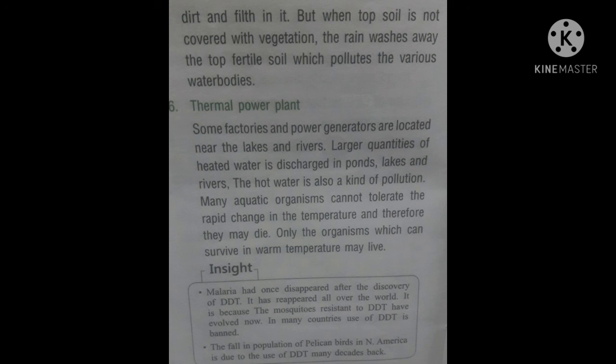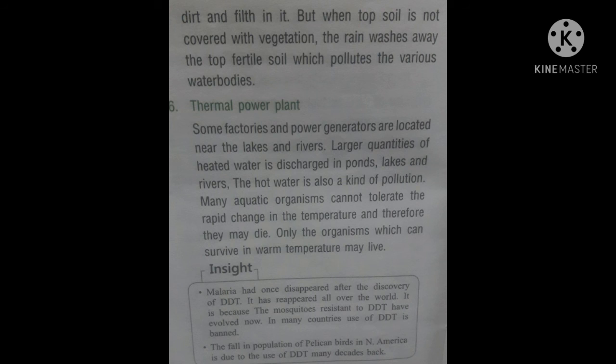Now, the sixth point is thermal power plant. Some factories and power generators are located near the lakes and rivers. Larger quantities of heated water is discharged in ponds, lakes, and rivers. The hot water is also a kind of pollution. Many aquatic organisms cannot tolerate the rapid change in the temperature, and therefore they may die. Only the organisms which can survive in warm temperature may live.